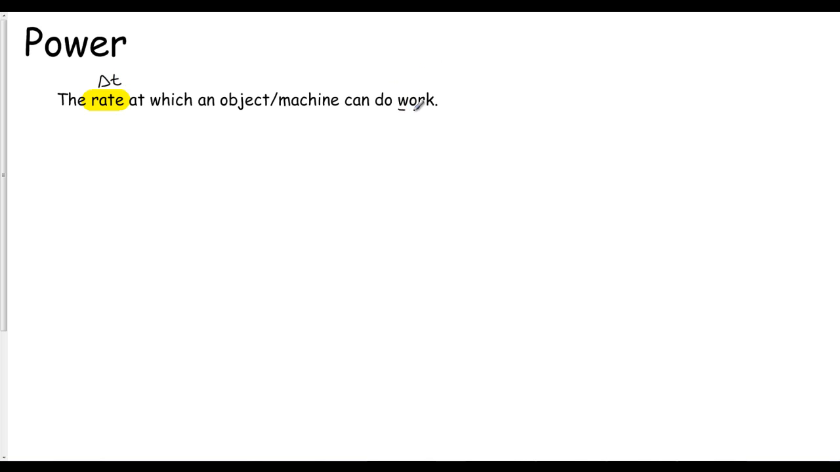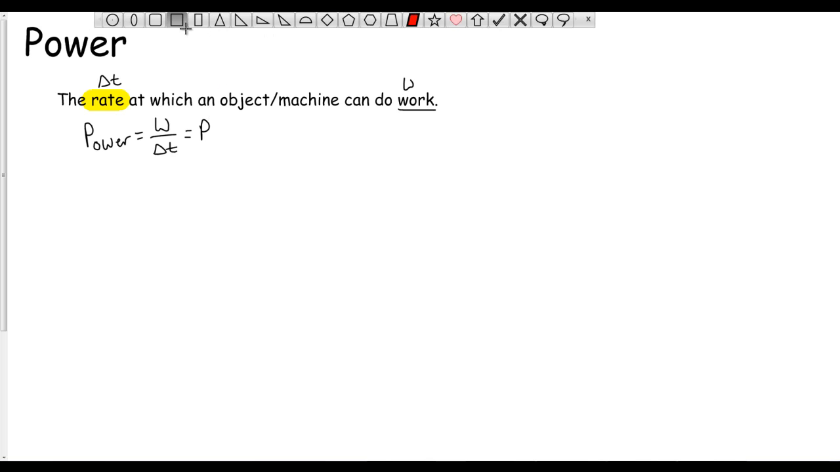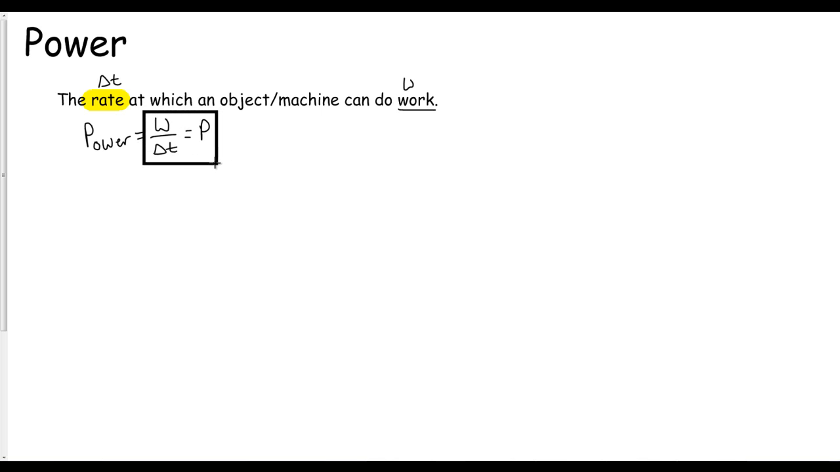And then we have this idea of work, which is W. And so I could say that power equals the rate at which work is done, so the amount of work over a given time interval. The variable for power is P. Let's draw a box around this so that we can keep it. That's going to be the equation for power. See, look, we're almost done. That's simple.